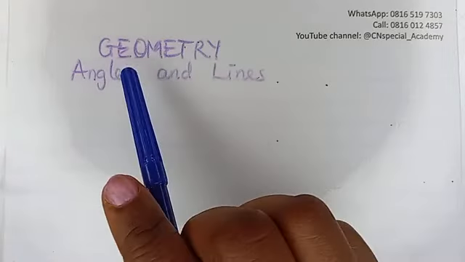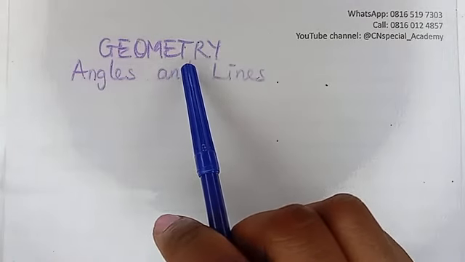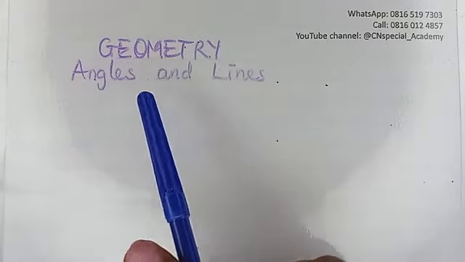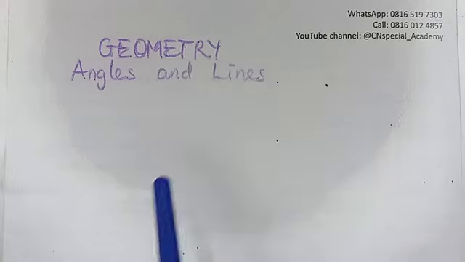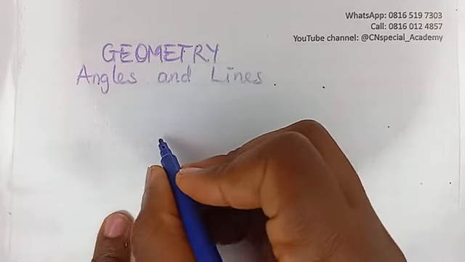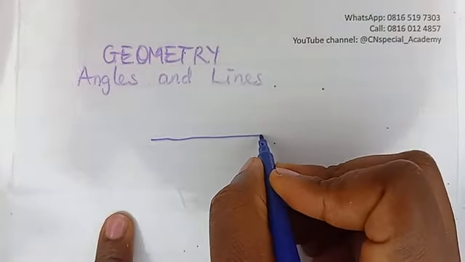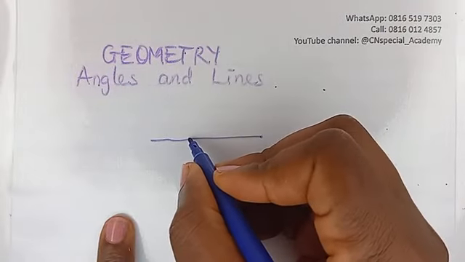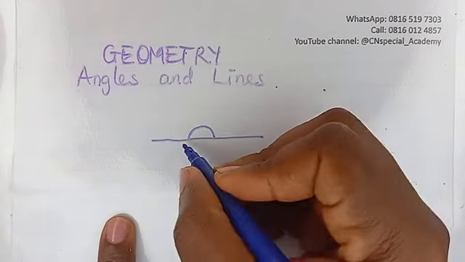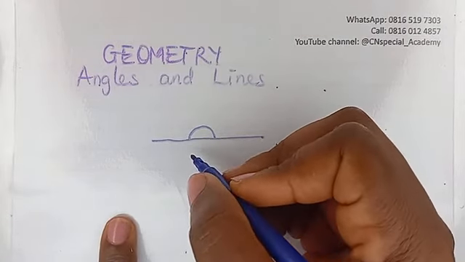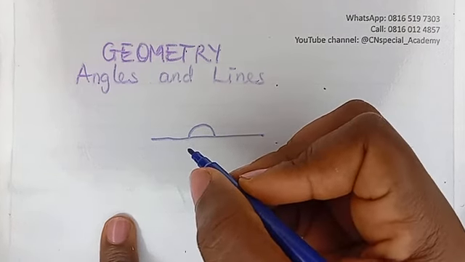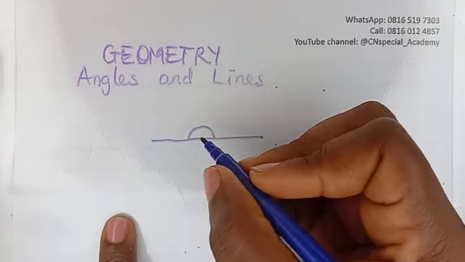In this video, we'll be discussing geometry, which is the study of the properties of shapes, and we'll start with angles and lines. So let's start with a straight line. We have this straight line, and the sum of angles on a straight line is equal to 180 degrees. You can see this is half of a circle. A full circle is 360 degrees. Therefore, this half of a circle is 180 degrees.